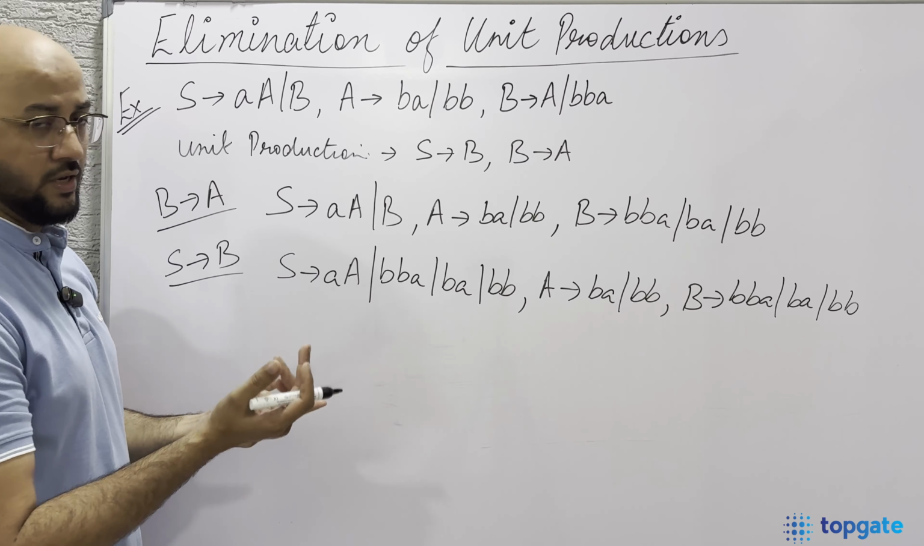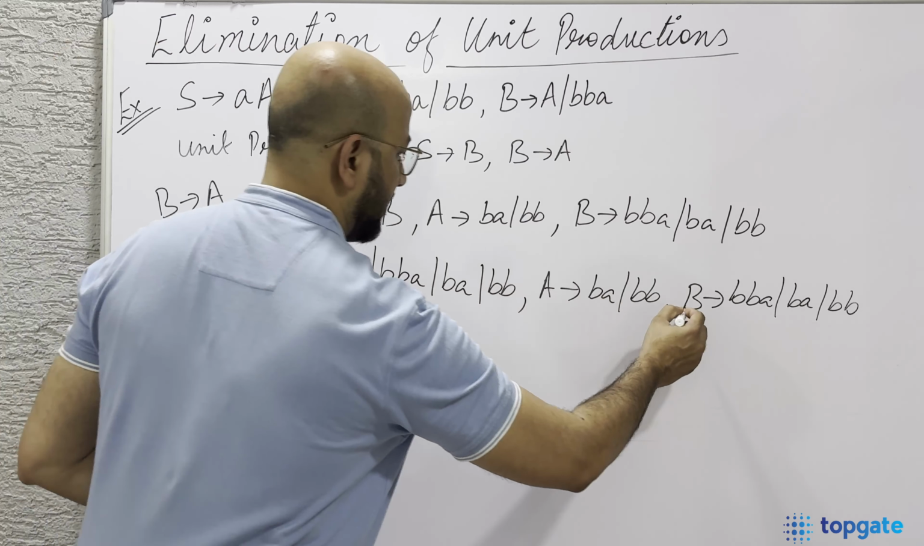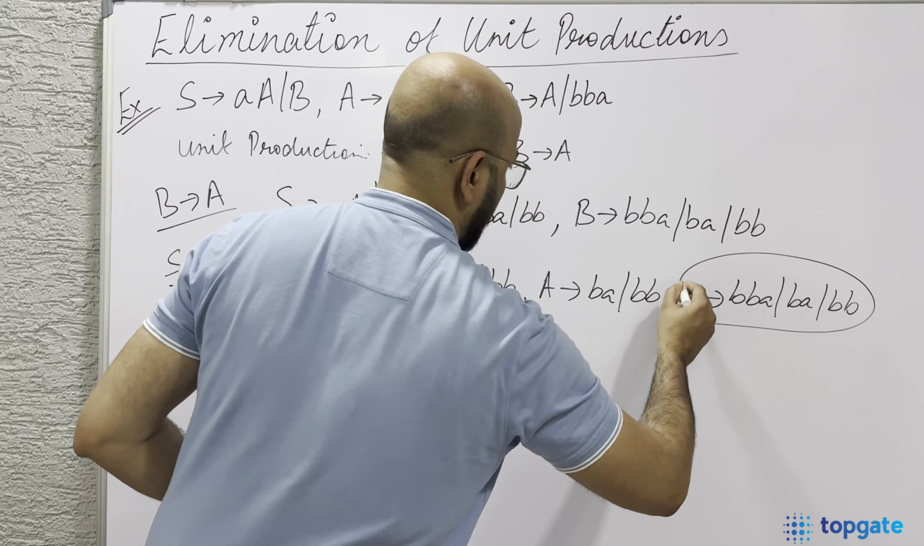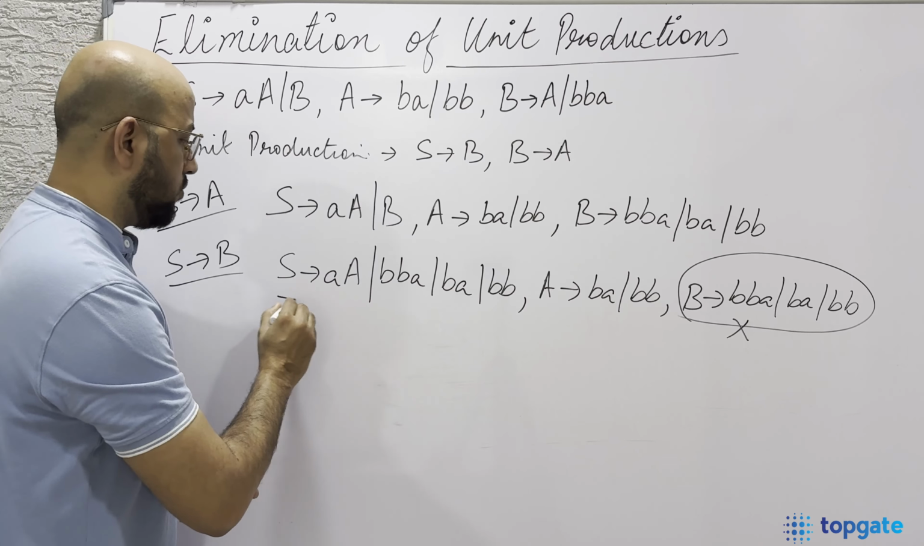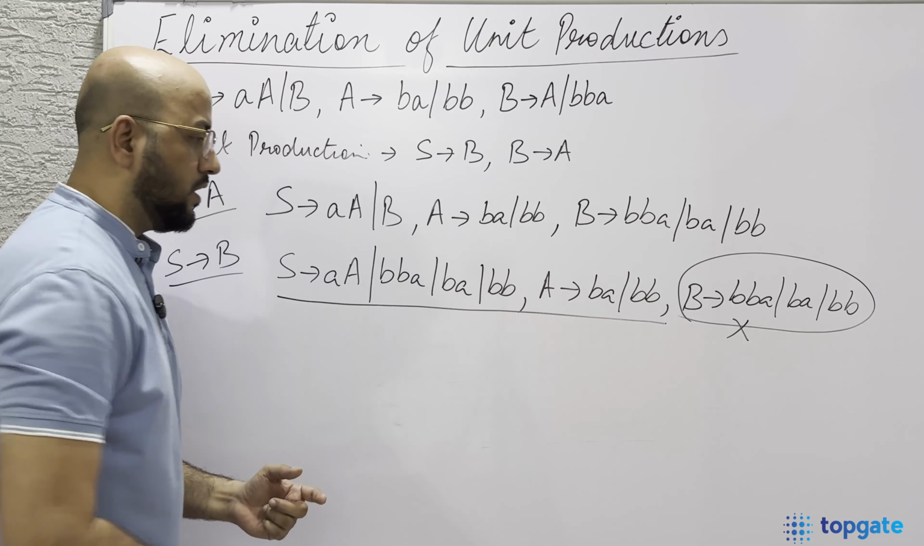Why? Because it is not reachable. Therefore, I can eliminate this B from the grammar. So this can be removed from the grammar, and we are left with only this part of the grammar.